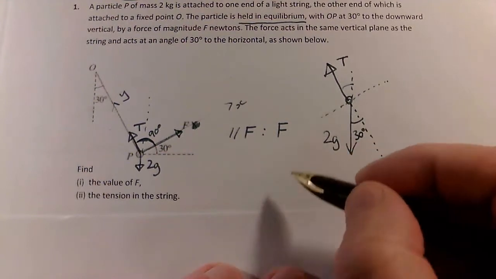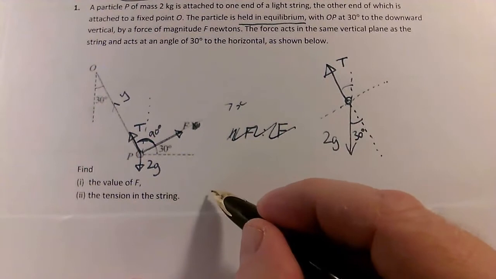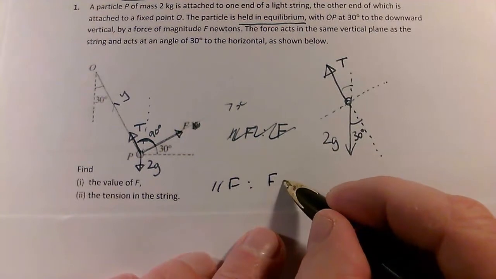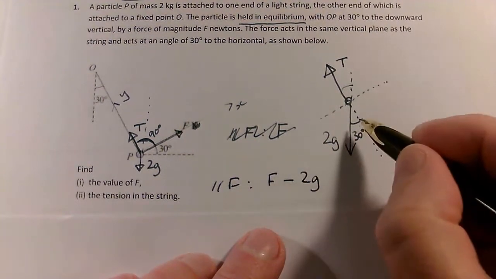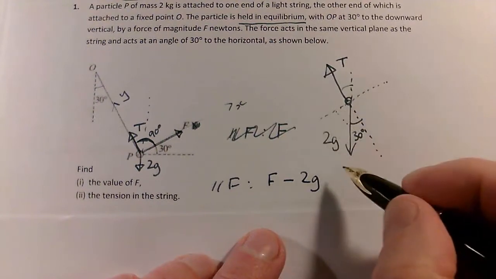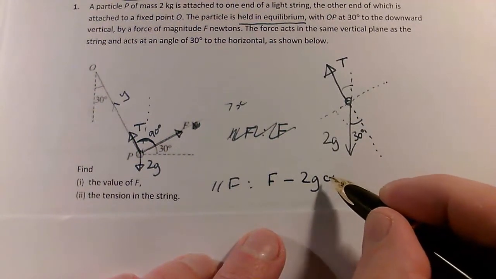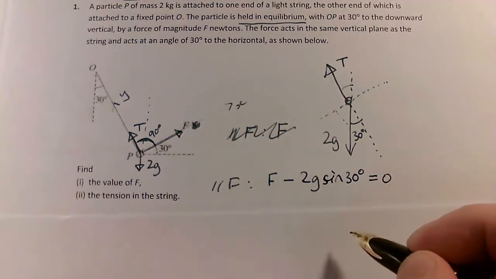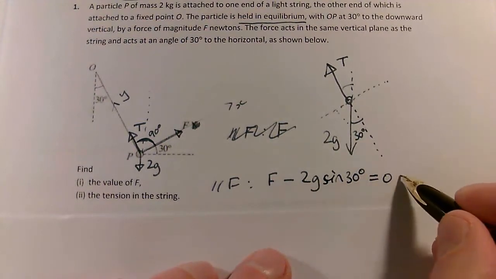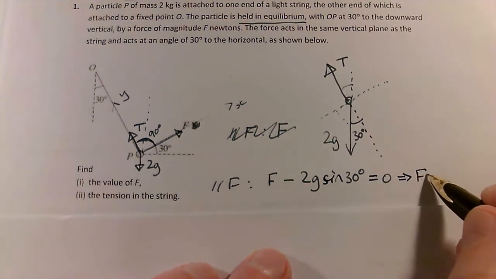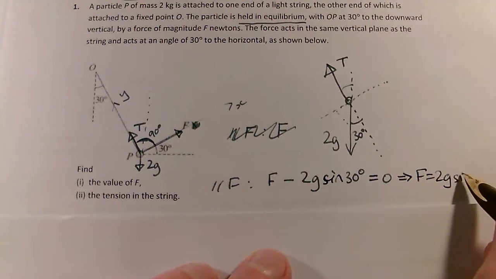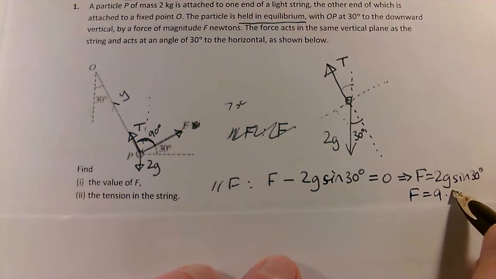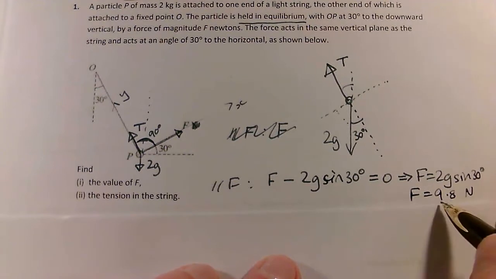So the one I'm doing now, the one that's parallel to F, with forces parallel to F, I'm going to have F, okay, and then in the opposite direction I'm going to have minus 2g, and it doesn't get the cos, so this is going to be sine of the 30 degrees. And that's going to equal 0 because it is in equilibrium, and therefore F is going to equal 2g times sine of 30 degrees, which we can work out, taking g to be 9.8, F is going to equal actually 9.8 newtons. Okay, so I can put in units now.